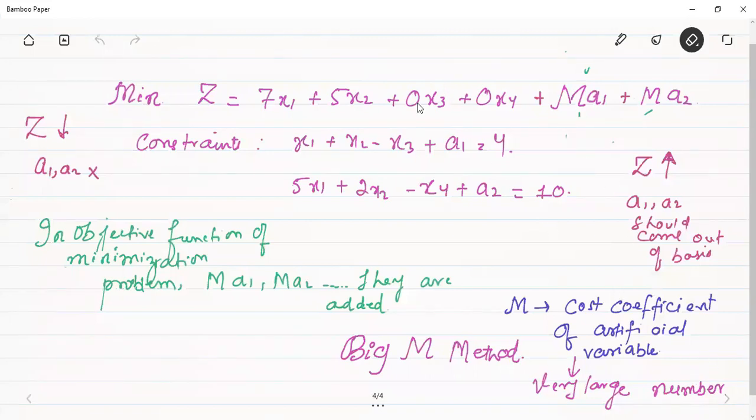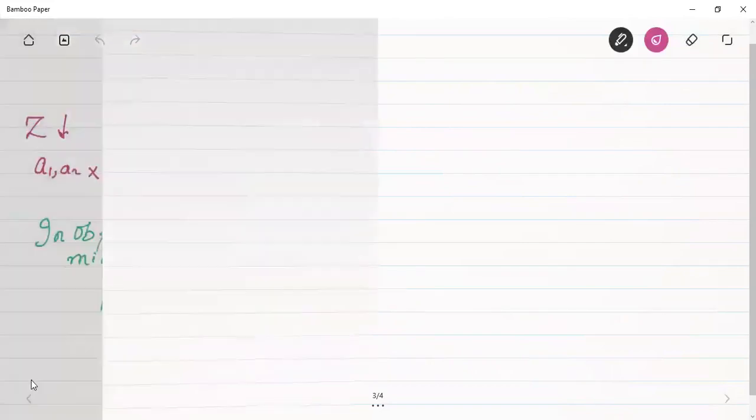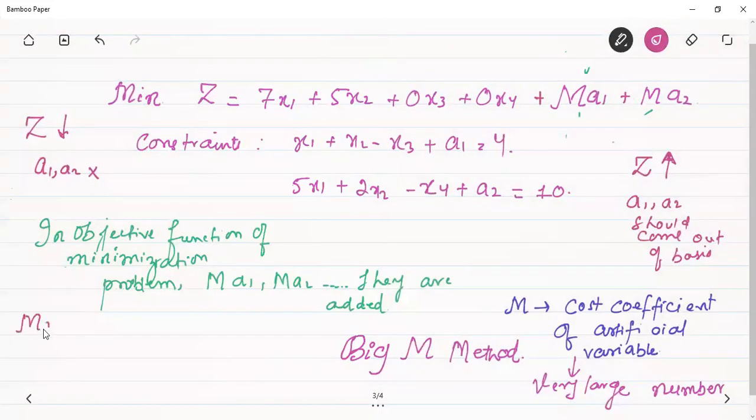I can discuss it here. If I'm talking about the maximization problem, suppose we have, let's take this same problem, if this were a maximization problem, suppose here we had 7x1 plus 5x2 plus 0x3 plus 0x4, and if it were a maximization problem then I would have liked to subtract it.